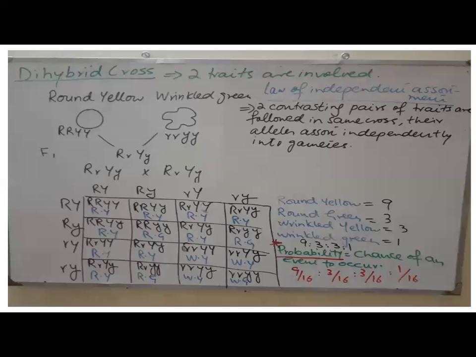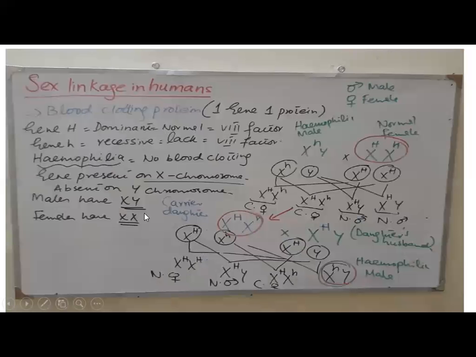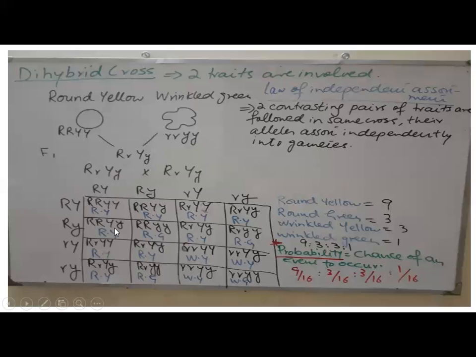When we cross them with each other, for example capital R capital Y with capital R capital Y, capital R capital R capital Y small y, and so on, from this with this, from this with this, and from this with this one. So we have filled these 16 boxes that I have drawn over there.